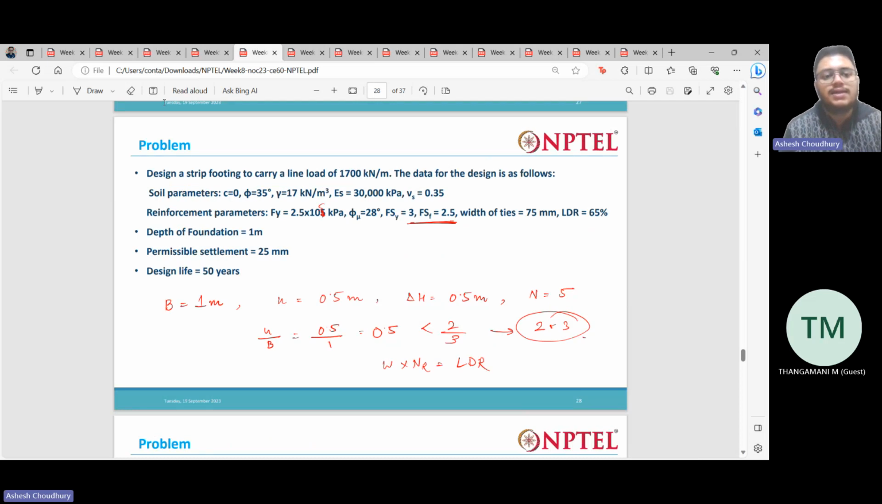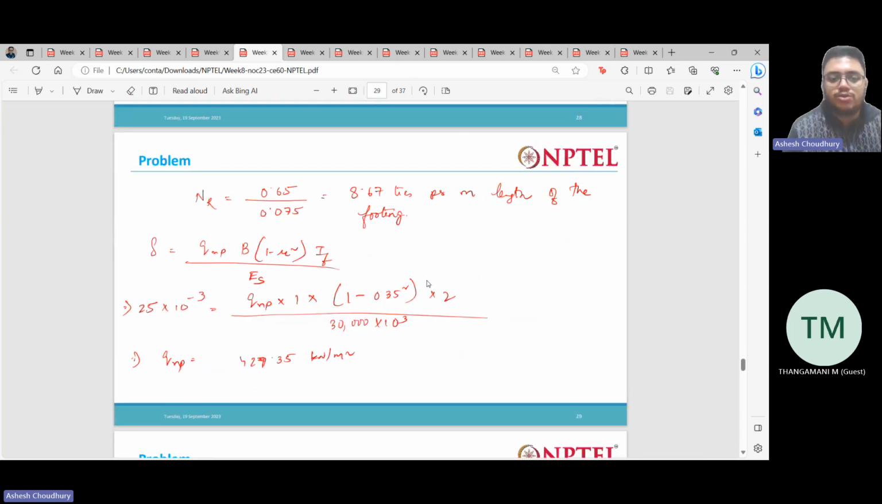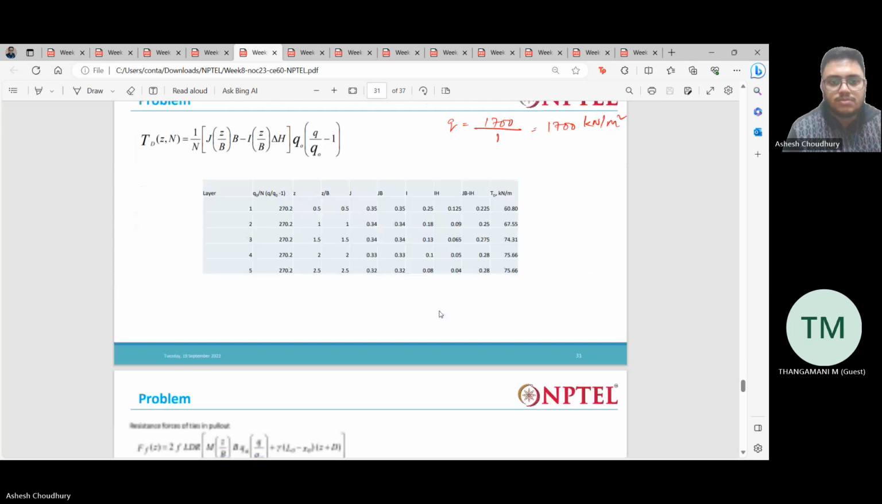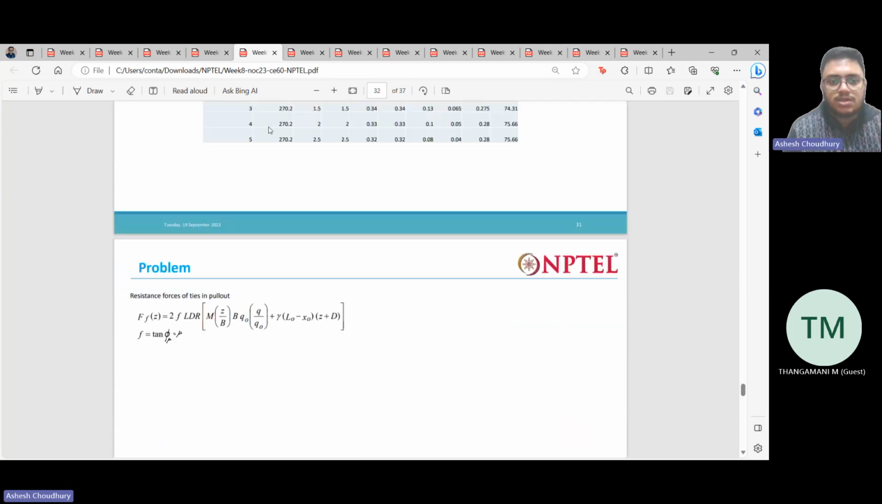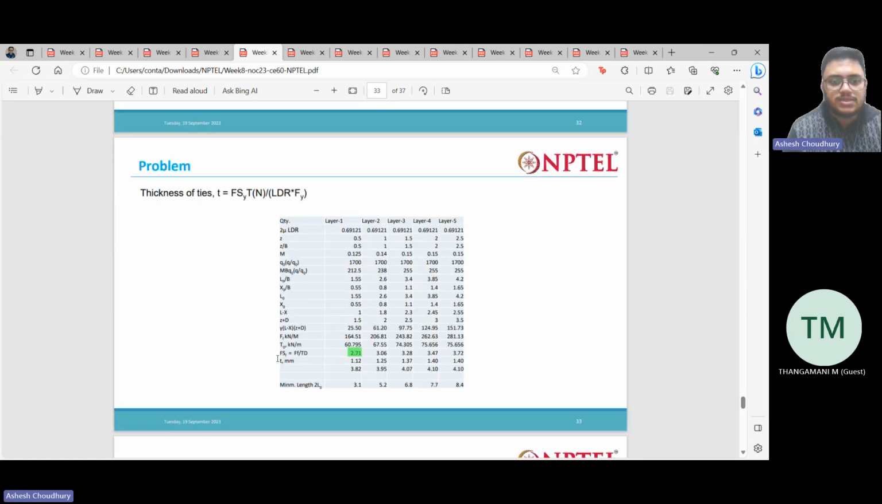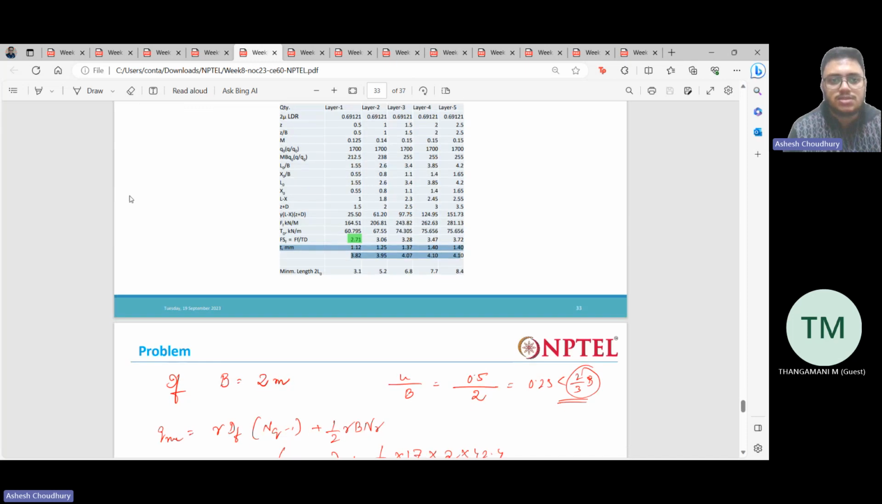Okay, so we have to design a strip foundation. Here we designed a strip footing and we chose the reinforcement layers that we need, the number of reinforcement layers, the spacing, all these things we decided. So we made this chart. All these things we actually did, so I'm not going to repeat. Finally, we decided the thickness of the reinforcement also. Spacing also we decided, thickness also we decided.